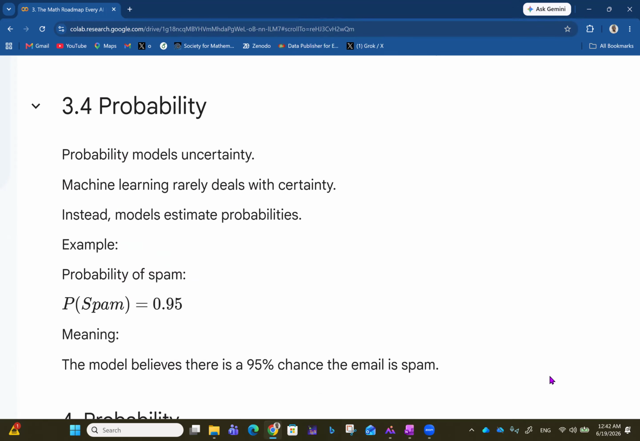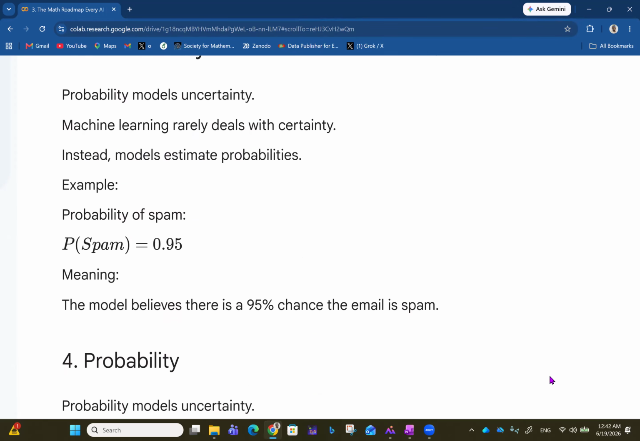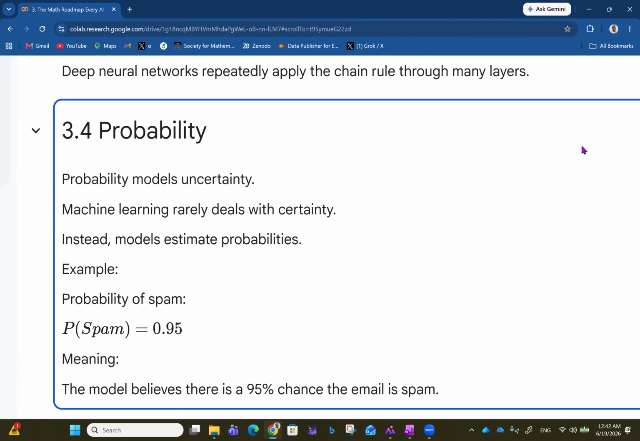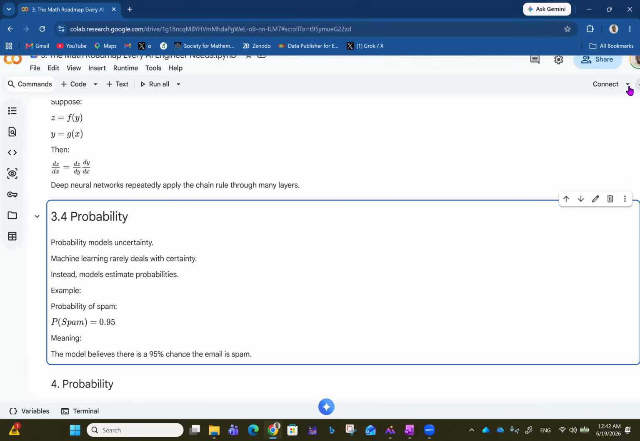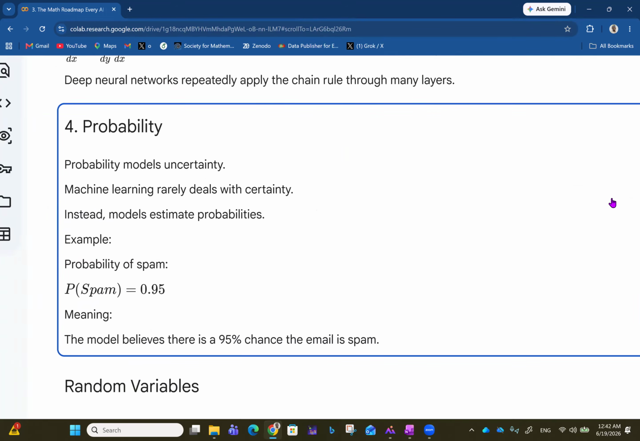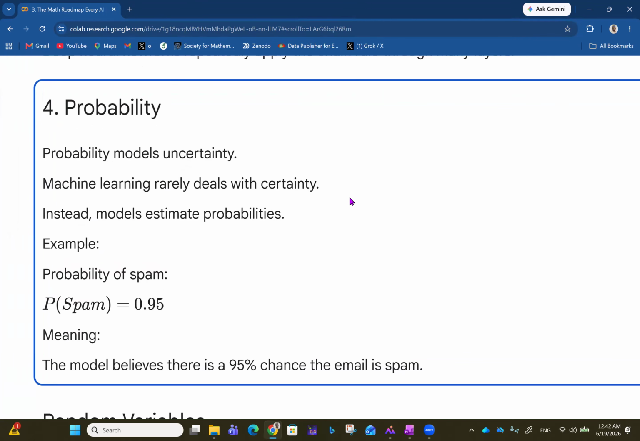And then we move on to another backbone of AI, another thing in the pathway of AI engineers when it comes to mathematics, and that is probability. So probability models uncertainty. Machine learning really deals with uncertainty. Machine learning is just using data to do things. So instead, models estimate probabilities. Whatever machine learning or AI is doing generally is just estimating probabilities.